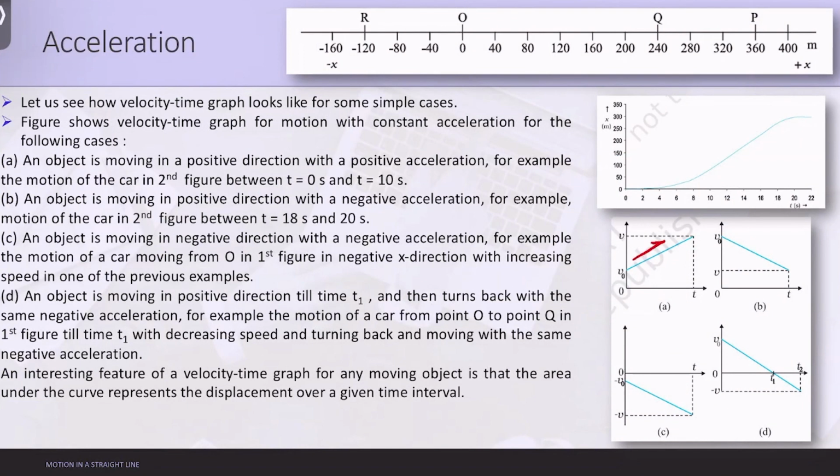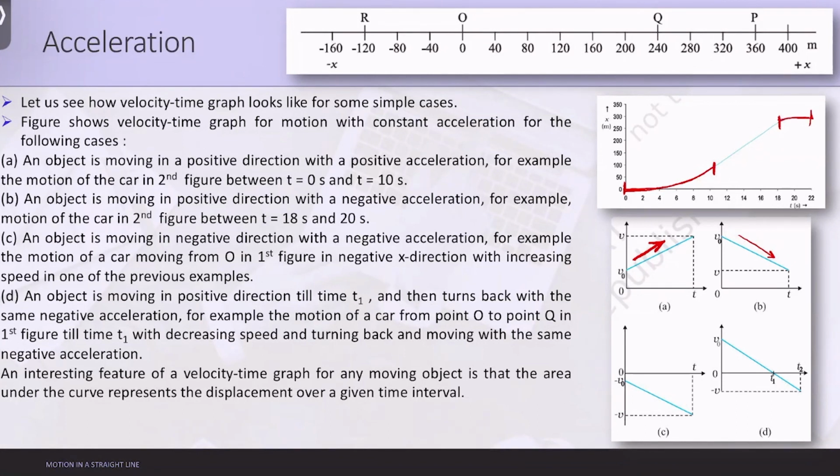As the slope of this is positive, it can be said that it is moving in the positive direction with a positive acceleration. For example, the motion of the car in the second figure between t equal to 0 and t equal to 10 seconds. In this graph, part B says that an object is moving in the positive direction with negative acceleration, as the slope of this is negative, but it is moving in the positive direction only. Only the acceleration is in the negative direction, so the velocity will try to decrease. For example, the motion of the car in the second figure between 80 to 20 seconds. In this time, as you can see, the velocity will keep on decreasing, but it will always move in the positive direction only.